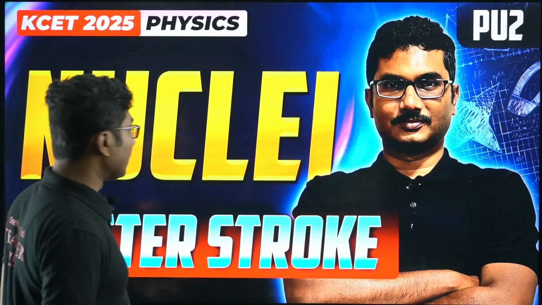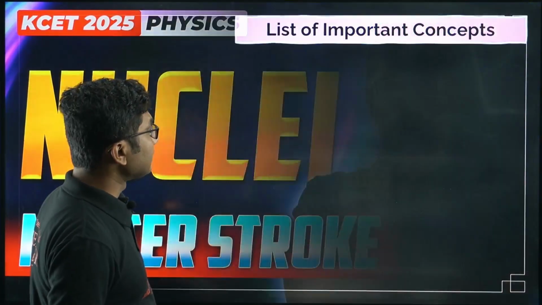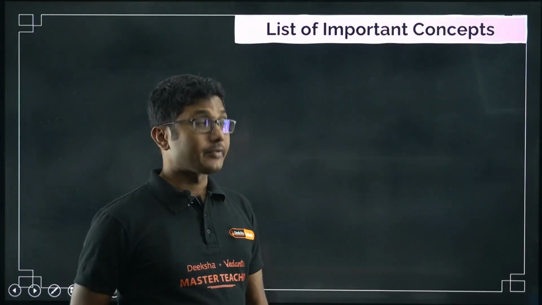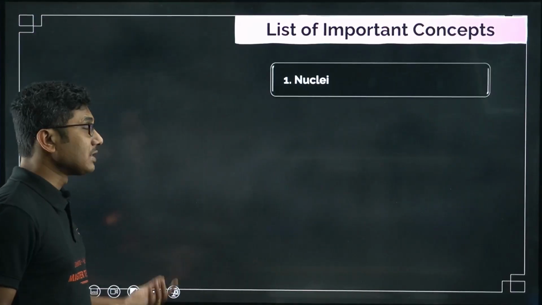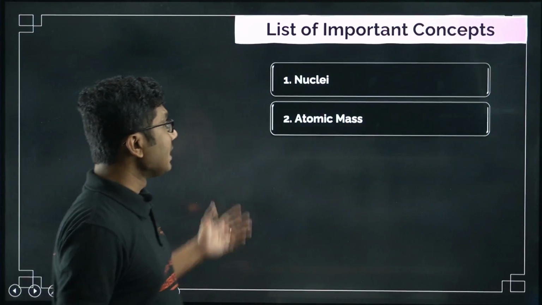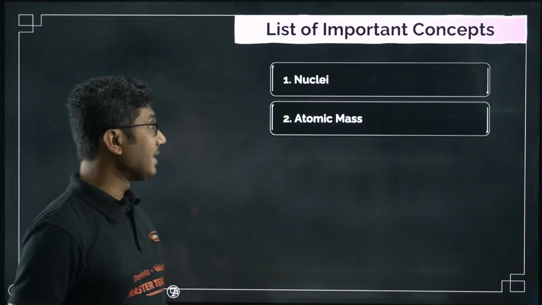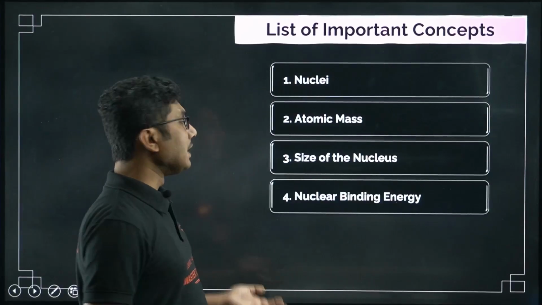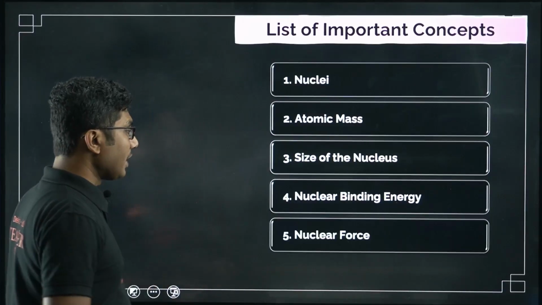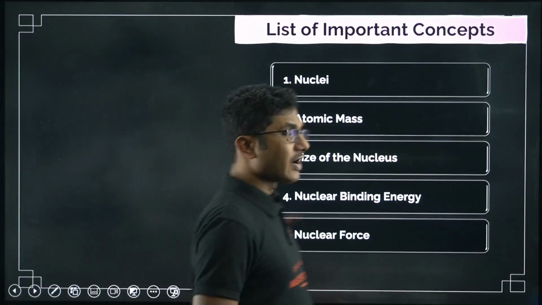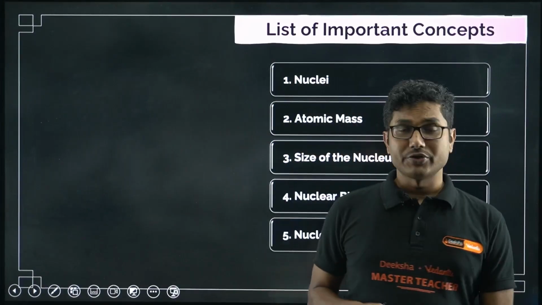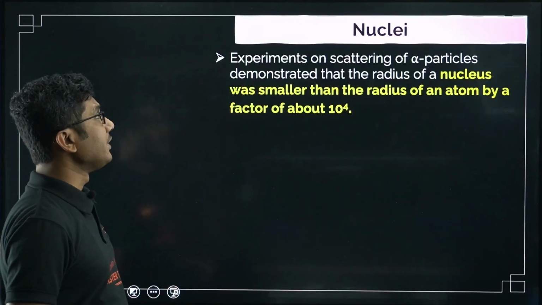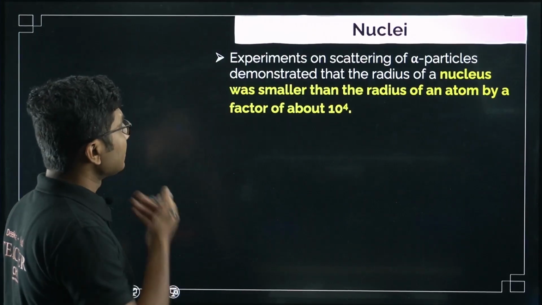Before discussing everything, let us start with the list of important concepts from this chapter. Nuclei, obviously, how the nucleus exists, then atomic mass unit, as I said, a very important concept. Size of the nucleus is another concept. Then nuclear binding energy, very important, and nuclear force. So these are the 5 important concepts from this chapter. We will learn everything in this one short video. So first of all, the nucleus.